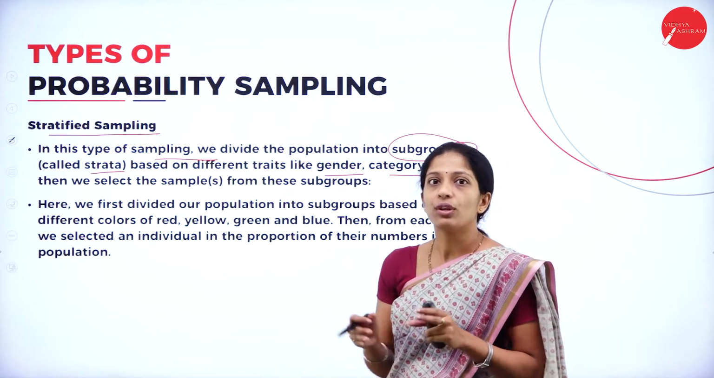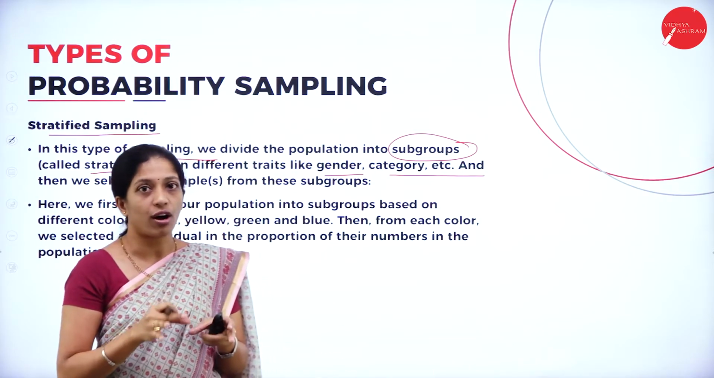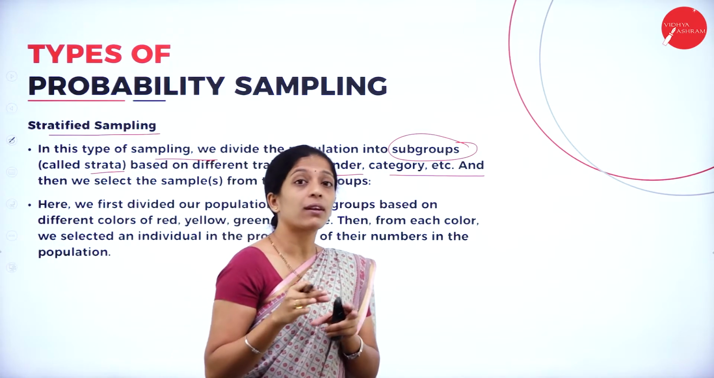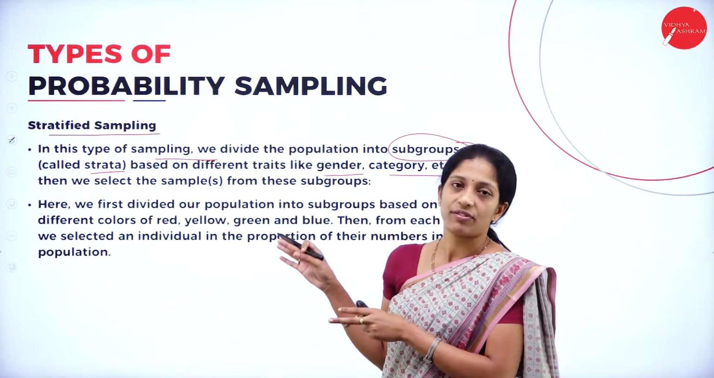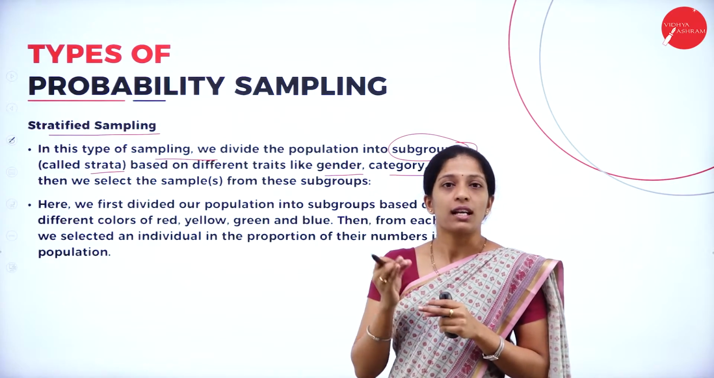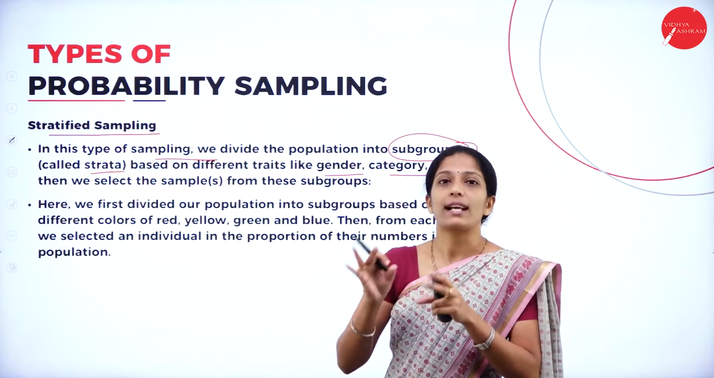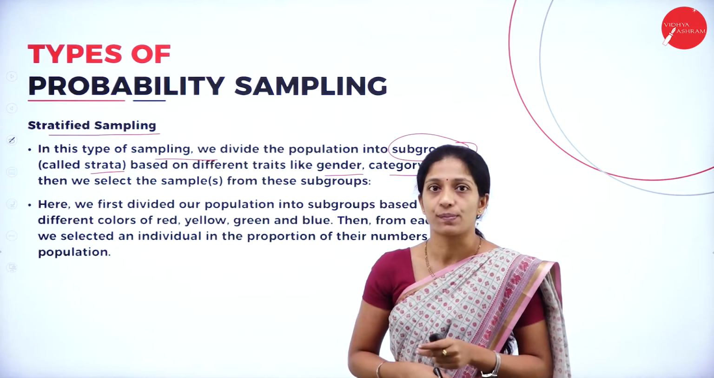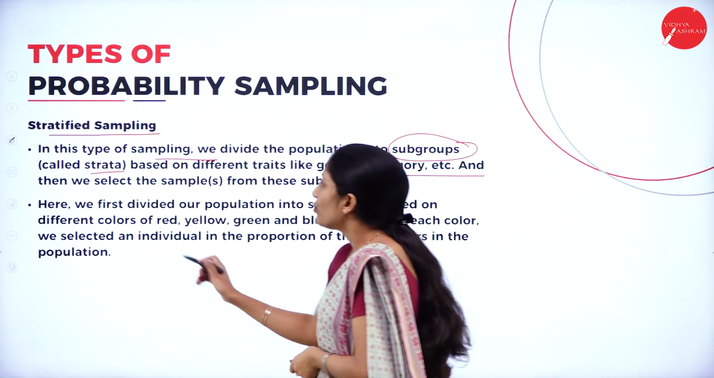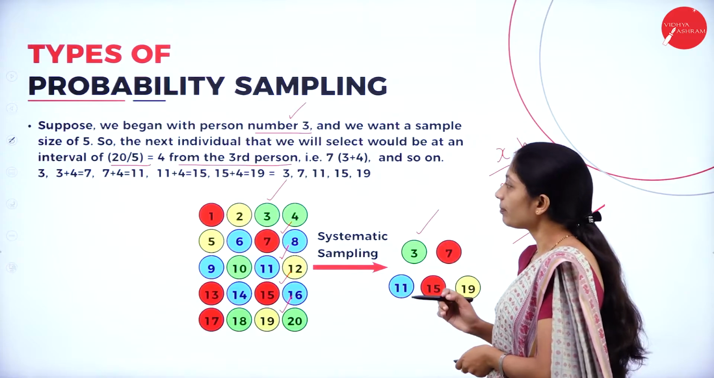Now, what I am going to do: in the whole population of 20, there is a variety of characteristics of individuals. Now, I am going to make subgroups depending upon their characteristics. So, here I have taken the colors, or in the whole population, I can take based on gender, or on the caste or on the religion. So, like that, I can divide into subgroups. And those subgroups are called what? Strata. Here, we first divided our population.